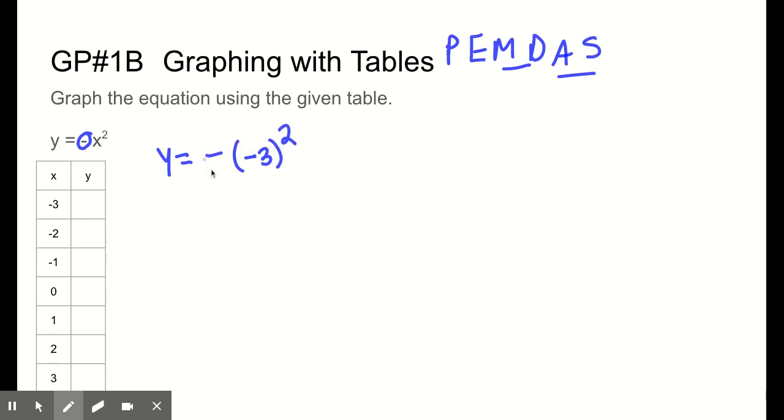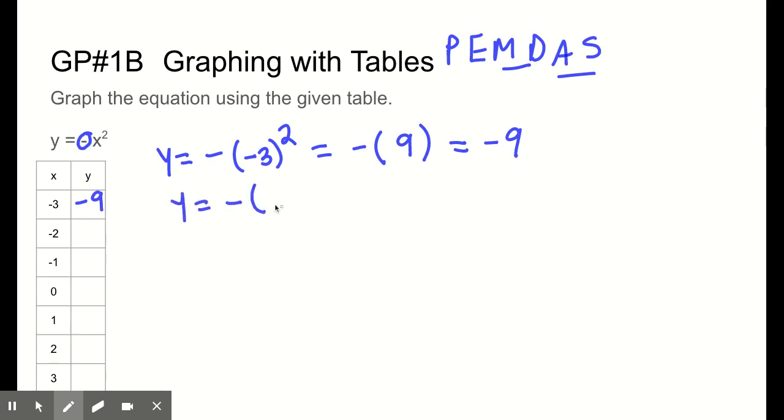Because remember, that negative out in front is essentially a -1 being multiplied to whatever's inside the parentheses. And that doesn't come until after the exponents. So we have to go ahead and work out the (-3) squared. So that's -3 times -3. And that gives us a +9. Now from there, we will then multiply that 9 times the -1, leaving us with a y value of -9.